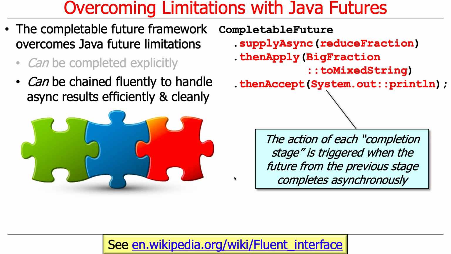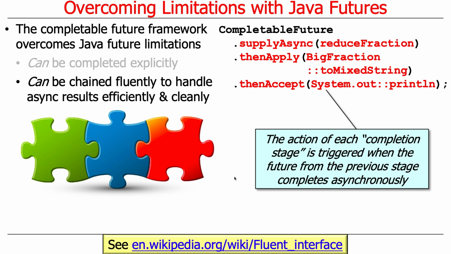We say CompletableFuture.supplyAsync. supplyAsync is a factory method that takes whatever lambda or method reference is passed to it and arranges to run it in the background. So this is now going to be running in the background. What supplyAsync returns is a completable future of whatever type this computation produces. In this case, it's going to come back as a big fraction. So supplyAsync will return a completable future, and this will then go off and run in the background.